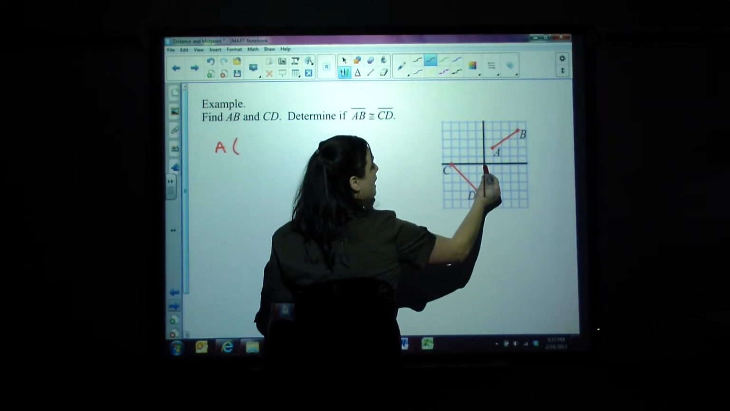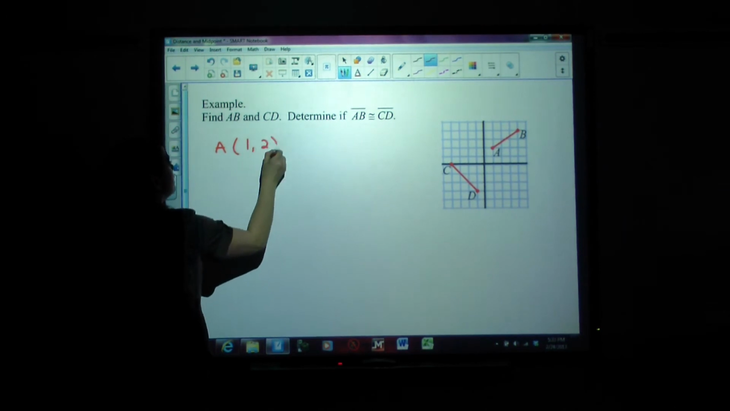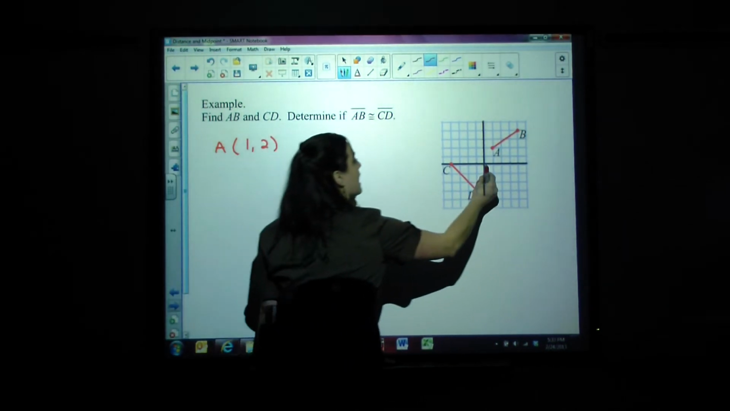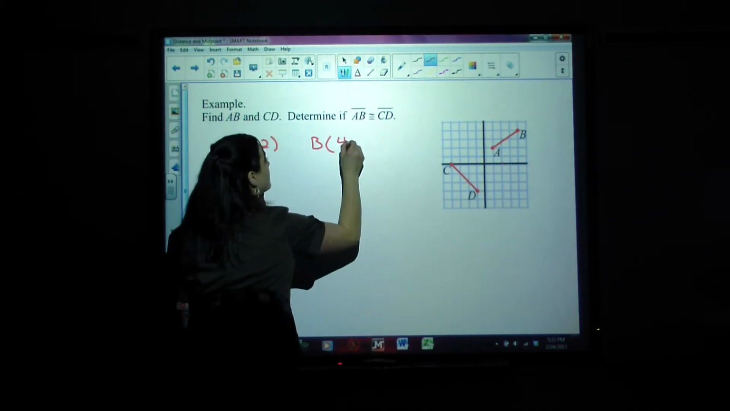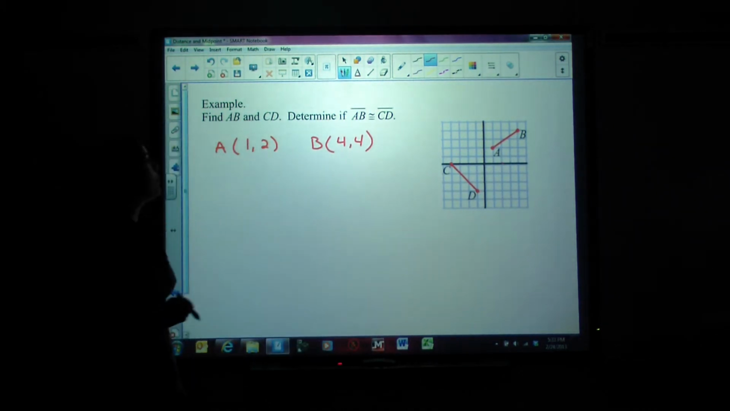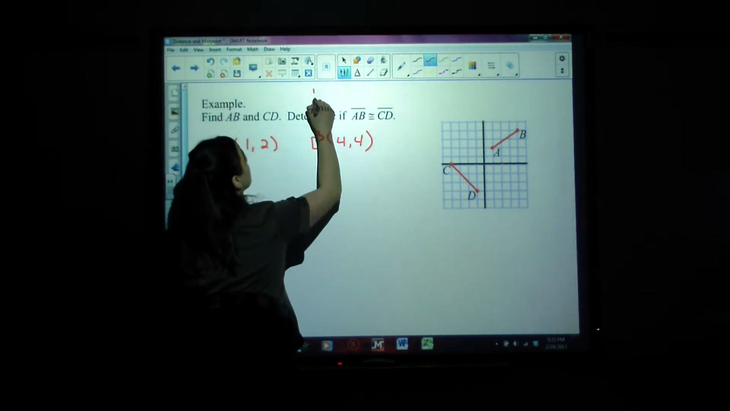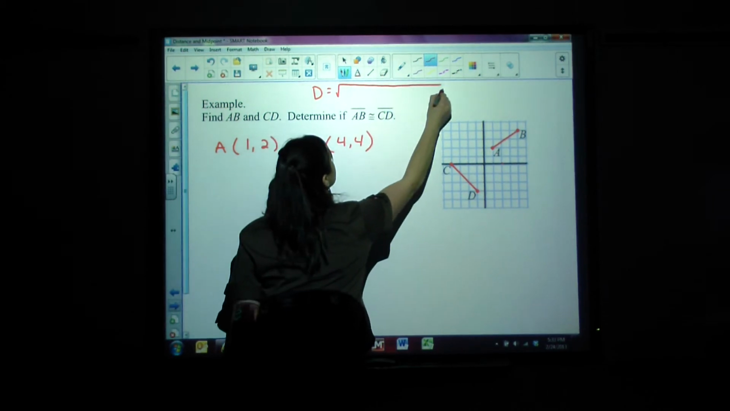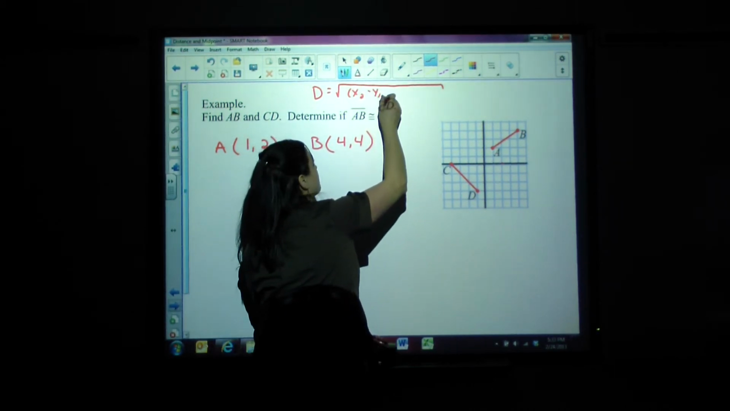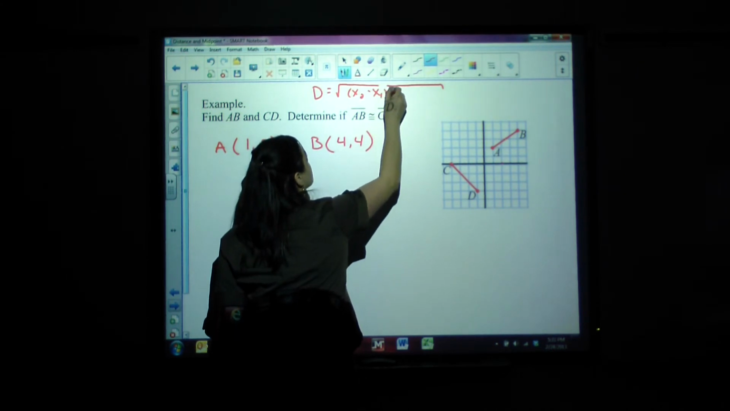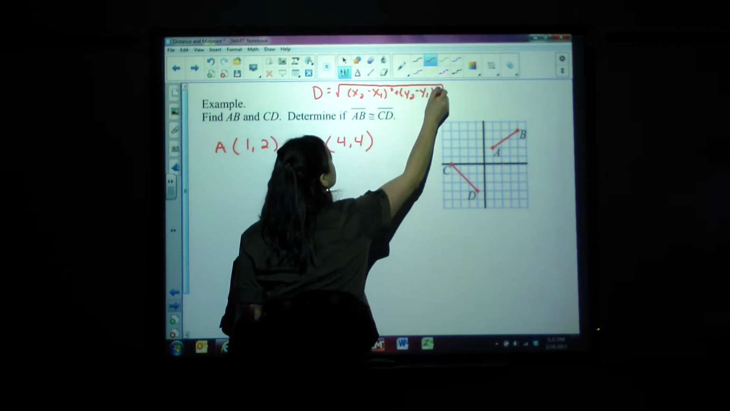A happens to be at 1, 2, and B is at 1, 2, 3, 4, 1, 2, 3, 4, 4, 4. So we have our points (1, 2) and (4, 4). So we're going to use our distance formula. If you don't remember, distance is the square root of x2 minus x1 squared plus y2 minus y1 squared.